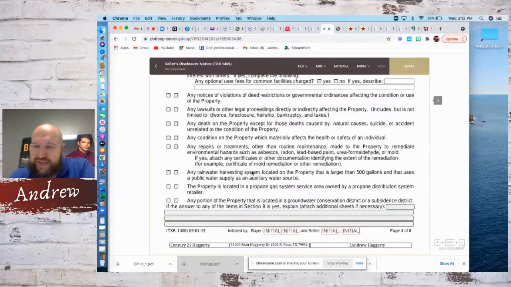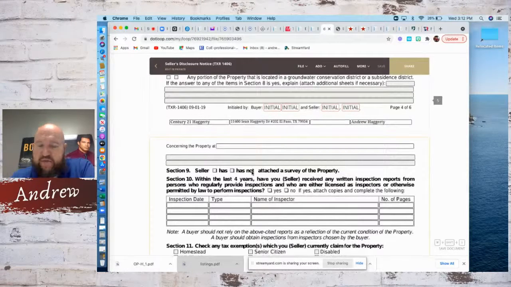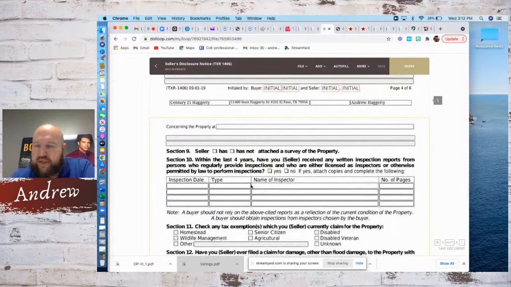So this is a 6-page form compared to the TREC's 4-page form. And as you can see, they've used every inch of the 6 pages. So it is definitely a lot more intimidating for your client. And with all those additional questions, there's more chances to make a mistake or do something wrong. So I'm not saying which form is better.